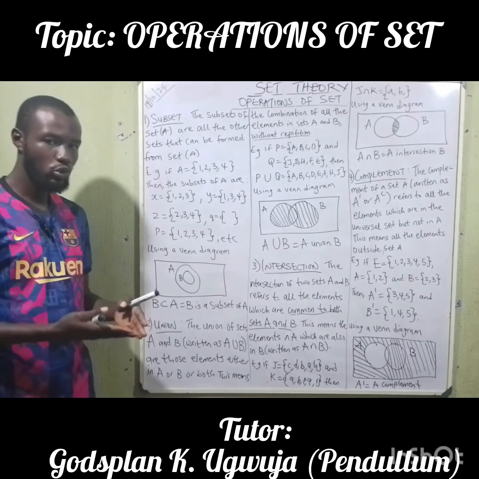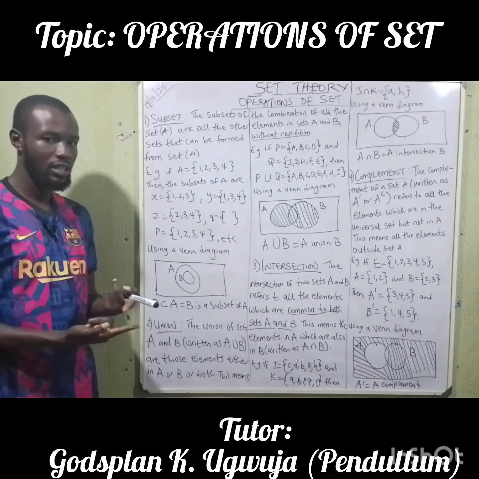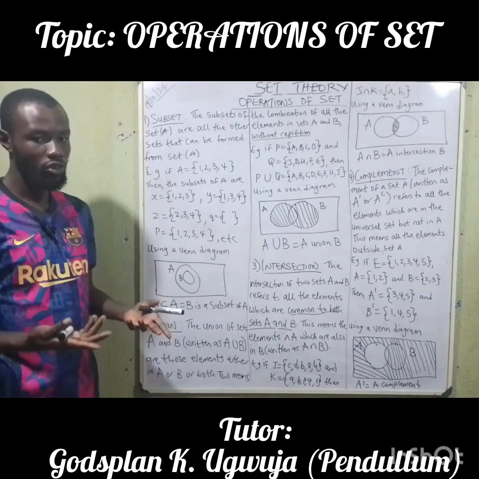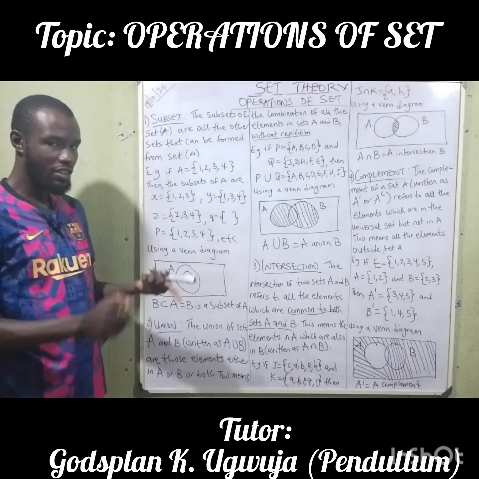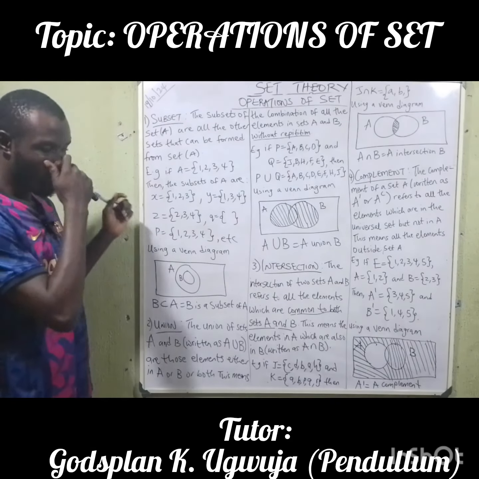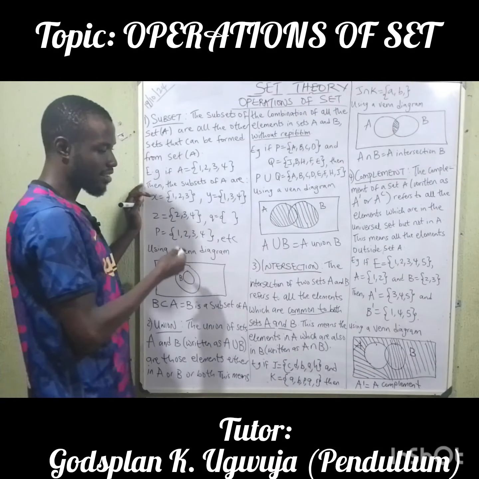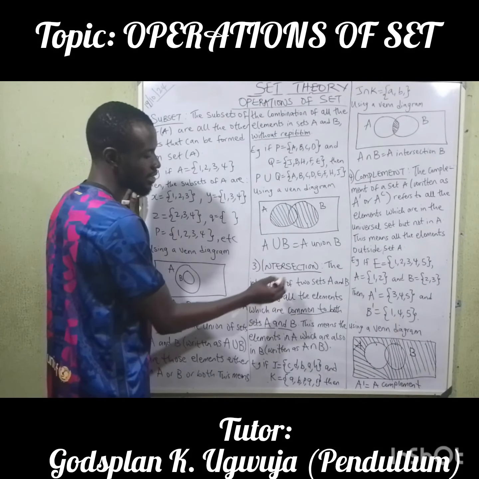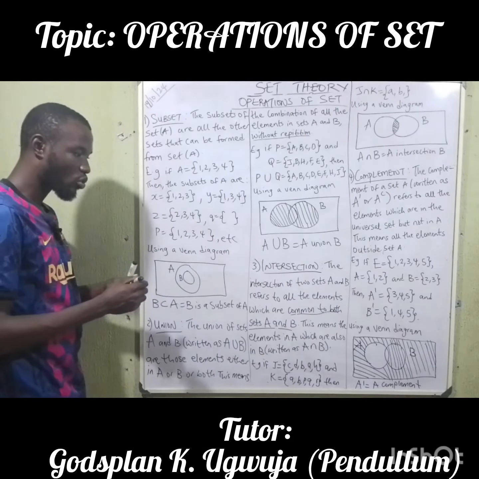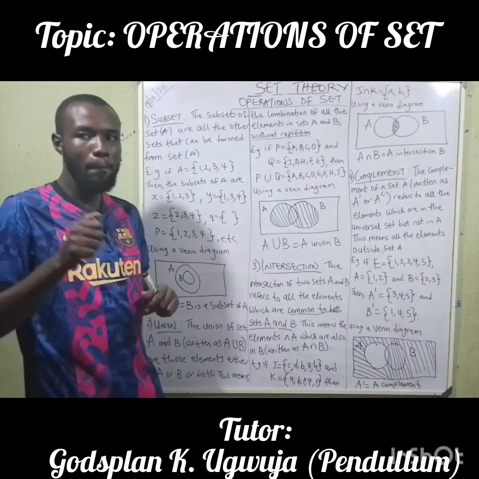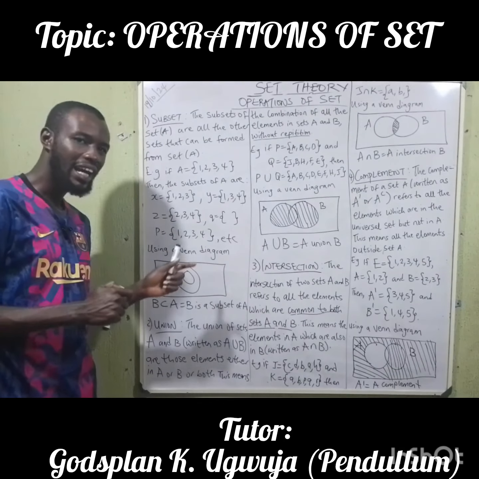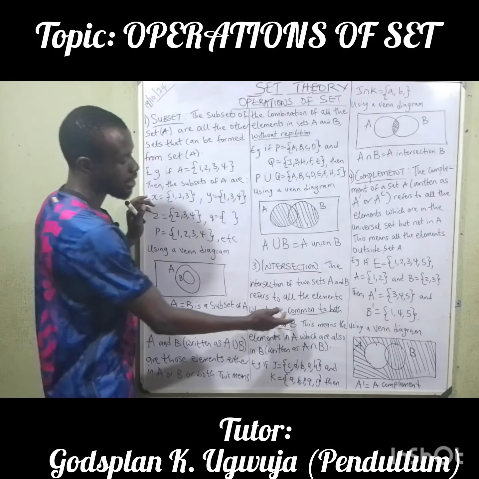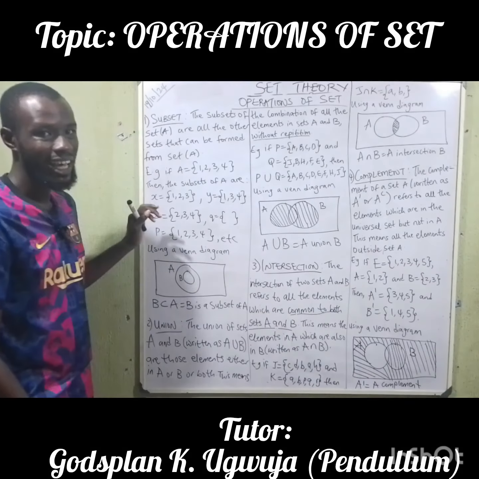An intersection of two roads means where two roads meet, which we usually call a junction, right? So intersection is where two things meet. In the same way, the intersection of two sets, let's say set A and set B, refers to all the elements that are common to both A and B.